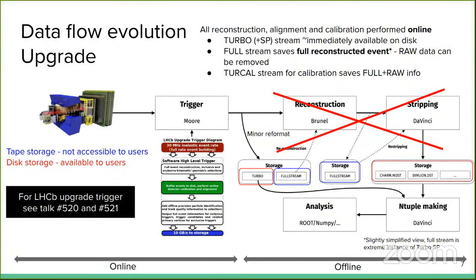Now, in the upgrade, due to huge developments in the reconstruction, alignment, and calibration of our subdetectors, all the reconstruction will be performed online. So we can get rid of these offline stages here. Of course, we will have our Turbo and Turbo selective persistence, which again will be immediately available on disk. Now the Full stream will save the full reconstructed event. So in principle, the raw data can be removed at this point. We have a third stream known as TurCal. This is used for calibration purposes, not physics analysis as such, where we save the full reconstructed event and then some raw detector information for calibration purposes.